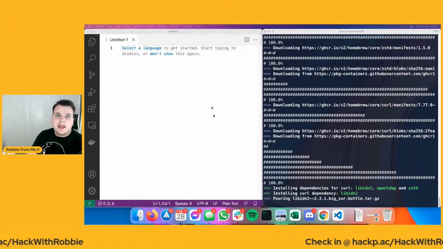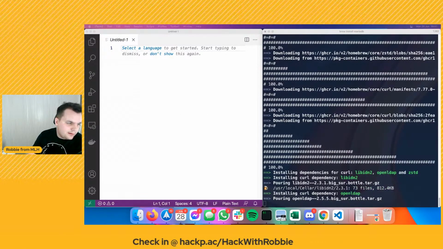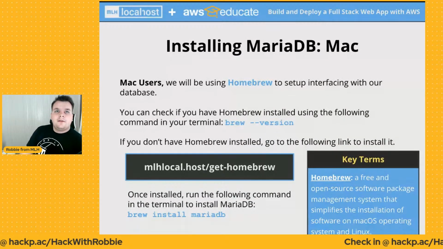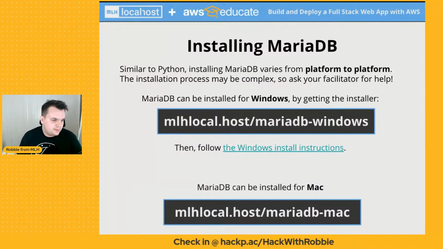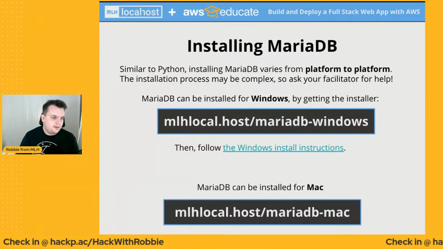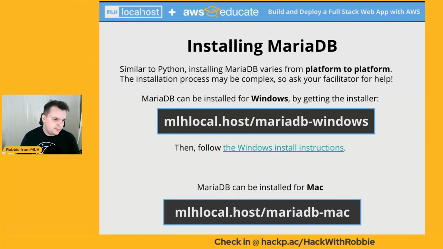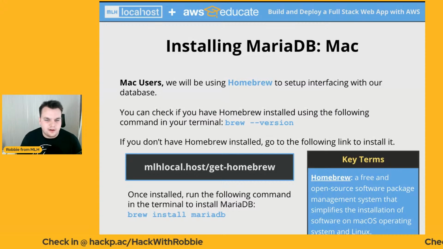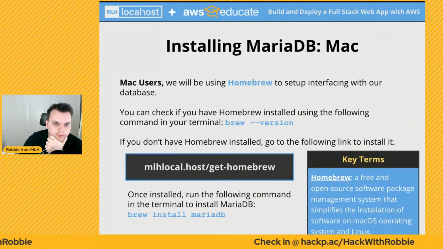Let me go ahead and put those MariaDB links in the chat for those of you that still haven't seen them. So we've got MLH localhost slash MariaDB Windows. And then for Mac, I don't actually understand what these slides are saying here. Do you? Why is there a link to a Mac download and then it also tells you to install it with Homebrew?